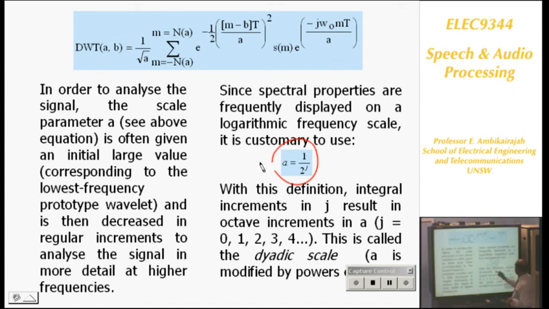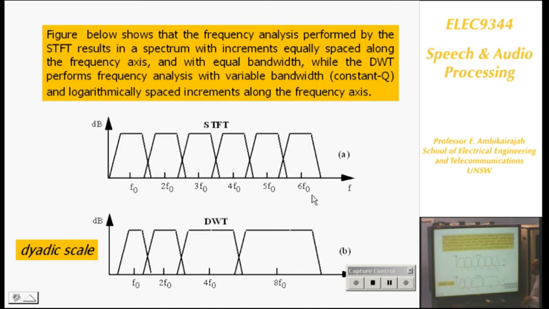And this is called, if you have an octave format, a dyadic scale, power of 2. If you look at the wavelet transform and its bandwidth, look at the bandwidth of each waveform. In the short time Fourier transform, no matter what frequency you are analyzing, the bandwidth is fixed: F naught or 2F naught or 3F naught. In a discrete wavelet transform, F naught is the smallest bandwidth, and 8F naught, like here, is the largest bandwidth. So, good frequency resolution, poor frequency resolution.